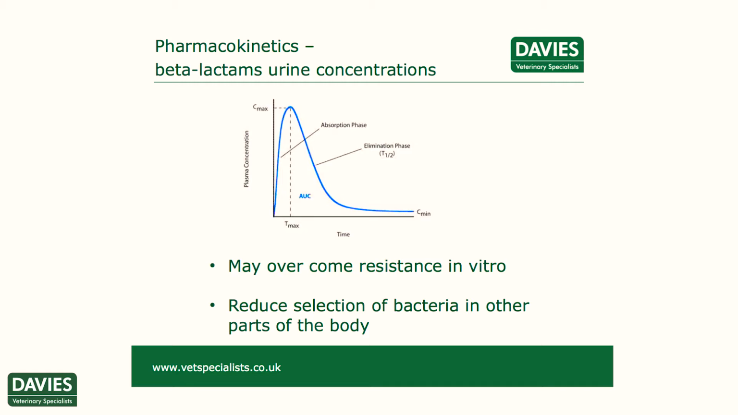First is looking at the pharmacokinetics of beta-lactams, so this will be cephalosporins and penicillins. What we know is that the way that these drugs are filtered, they can reach 200 times the concentration in the urine than what you will in the blood. So if you have a bacterial infection in the bladder, the concentration of that drug is going to be much higher than what you're getting on the plate.